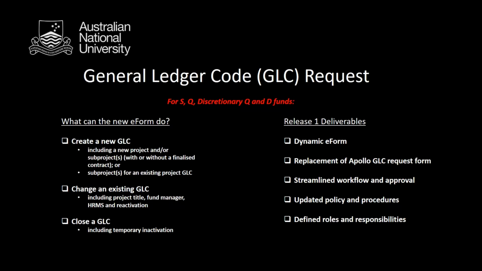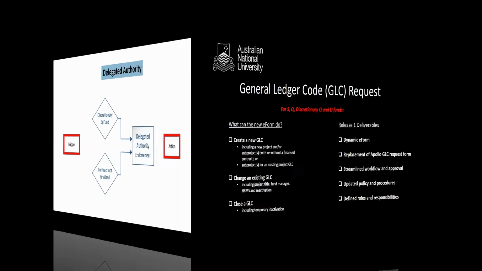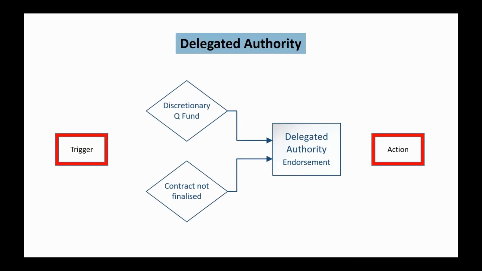Welcome to this support video on using the GLC Request e-form to review General Ledger Code requests. When a new GLC request is submitted, you will receive an email notifying you that action is required. If the requester indicated that a discretionary Q fund is most appropriate, or that the contract is not yet finalized, the e-form will first be assigned to the relevant Delegated Authority for approval.